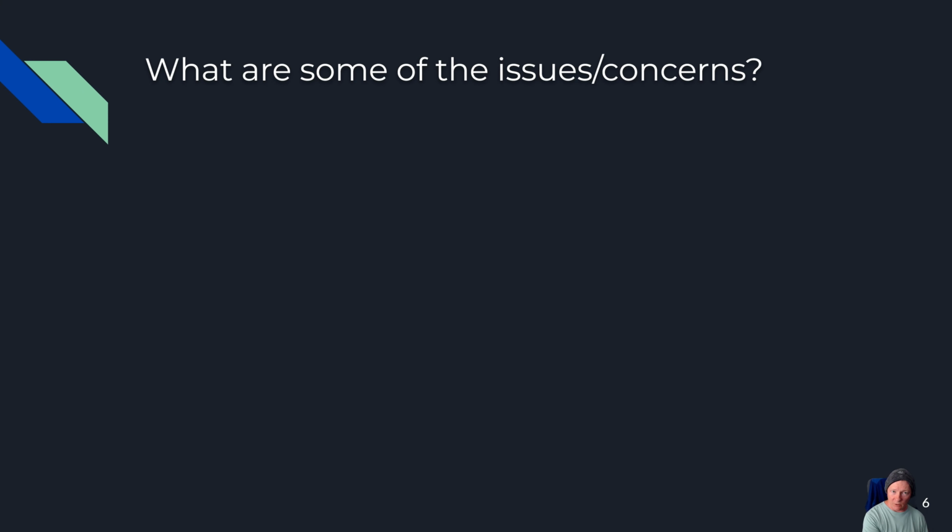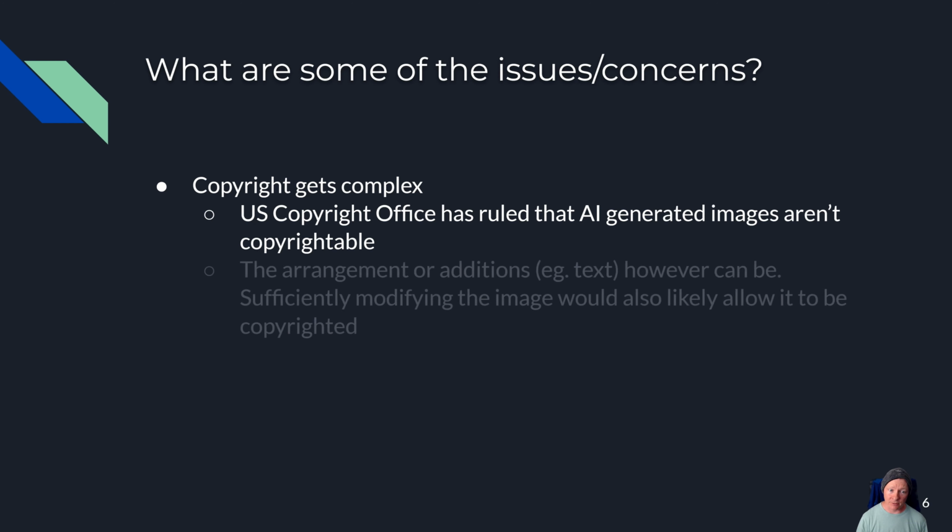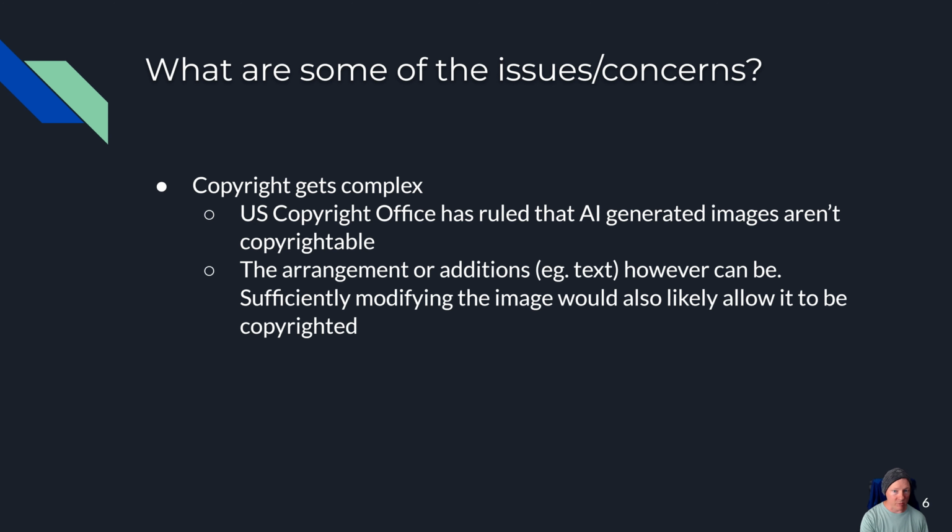So, okay, there's a lot of really great benefits to them, but there are a lot of issues and concerns being expressed. So what are some of the ones that are getting raised there? One of the things is that copyright gets a little bit complex with AI-generated material. And just recently, the US Copyright Office ruled that AI-generated images themselves, so ones generated from a prompt, aren't copyrightable. The person who entered the prompt doesn't own the copyright to the image that was generated. The arrangement of the images, or additions and modifications to them can be, and potentially modifying the image sufficiently would also allow it to be copyrighted.